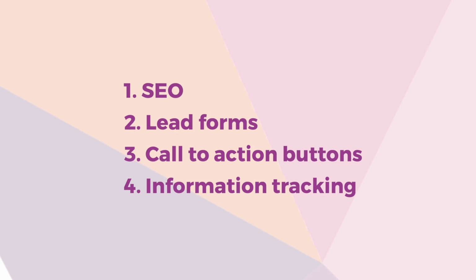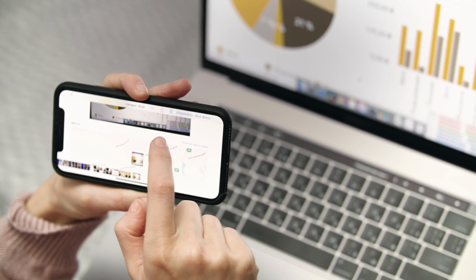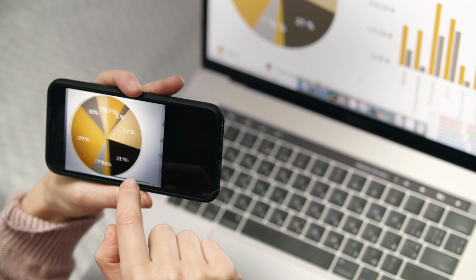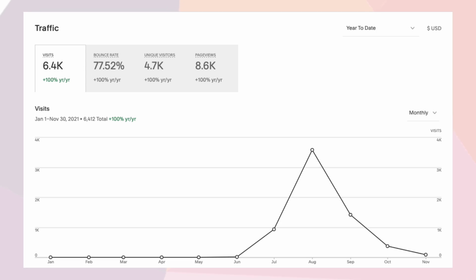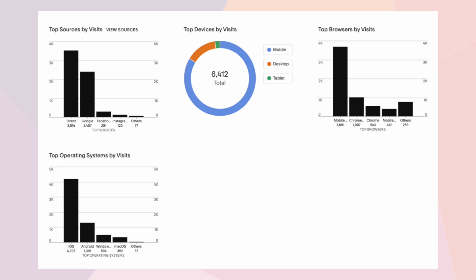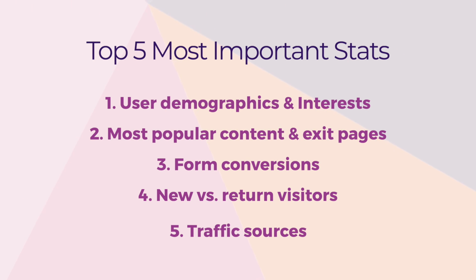And number 4, importance of information tracking. This is one of the least used pieces of information considered by most business owners. What can your website tell you about your customers? This could mean a number of things. Site analytics. This may be built in or something attached to your website, such as Google Analytics. This would be included by your web developer, and I don't recommend getting analysis paralysis, but knowing some key information can be powerful. Your top 5 most important stats are user demographics and interests.